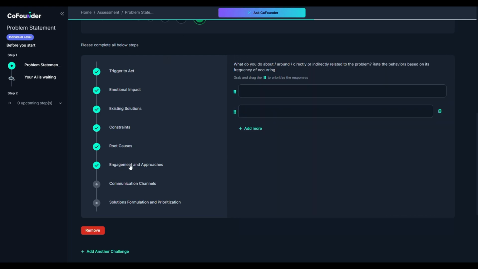Now we're in the engagement and approaches section. This next step may look simple, but it's incredibly revealing. We're not just mapping what the problem is, we're surfacing how you deal with it day after day. These behavior patterns, workarounds, reactions, rituals, they form the invisible cost of broken systems. And when teams see them listed out, it's often the moment things click.